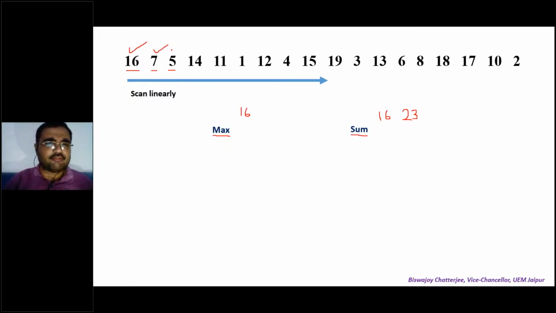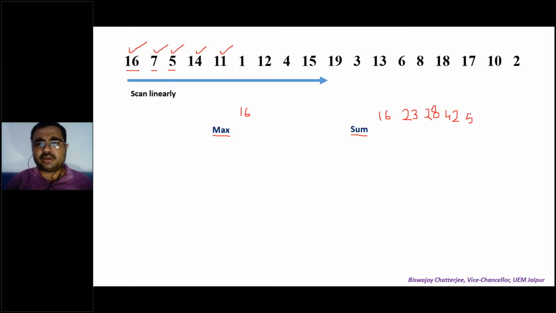Next you scan 5. So out of 16 and 5, 16 is still the maximum. So max remains 16. The sum becomes 28, from 23 plus 5 makes it 28. Next you scan 14. So your max still remains 16 because out of 16 and 14, 16 is bigger. But your sum becomes 28 plus 14, which is 42. Next you scan 11. Out of 16 and 11, 16 is still bigger. So your max remains 16, but your sum becomes 53.